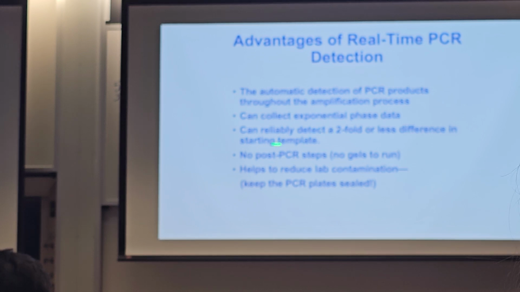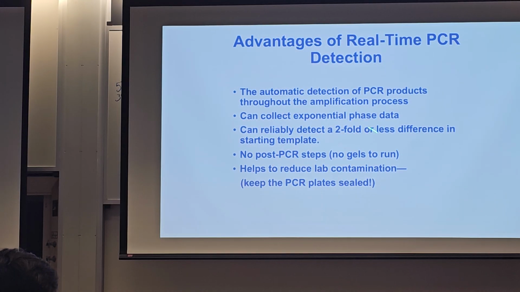One huge advantage to this is you're not doing any post-PCR steps. You don't have to take your product out of the wells and run a gel. These plates are sealed, and so once your run is over and you have your results, you can just get rid of your plate without ever having to open it up, and that reduces lab contamination. So that's a big advantage to real-time PCR over standard conventional PCR, where we have to load our samples on a gel. So you're much less likely to contaminate your lab when you're doing this kind of work compared to conventional PCR.